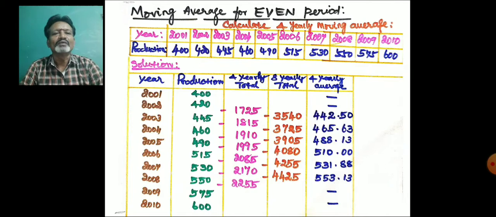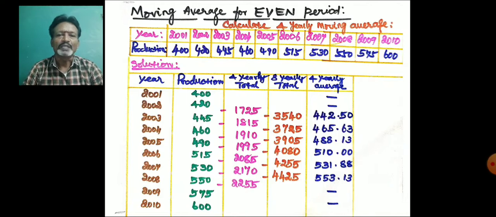First we have to calculate the 4 yearly total. So here the 4 years are 2001, 2002, 3, 4. But here the middle year is between 2002 and 2003. We do not have an exact middle year. So first you take the 4 year total and that total should be written in between 2002 and 2003. The first 4 year total is equal to 1725 and that value is written in between 2002 and 2003. Now you can leave 2001, the value for 2001.